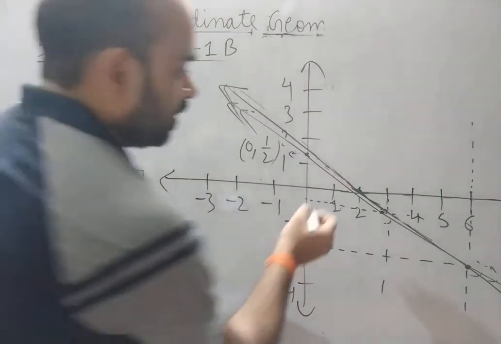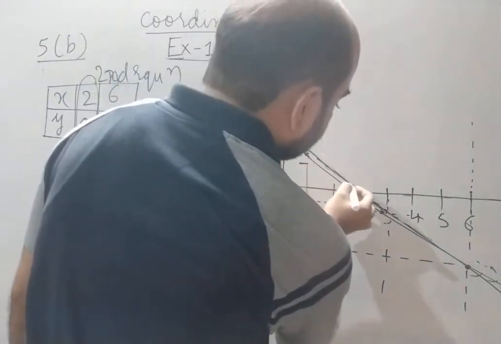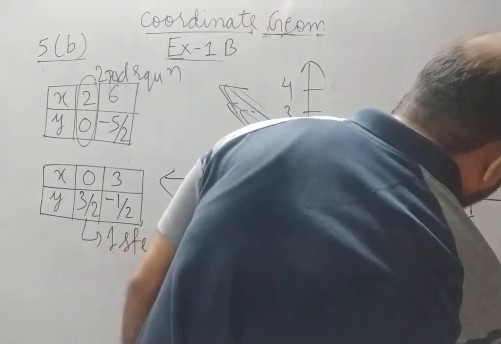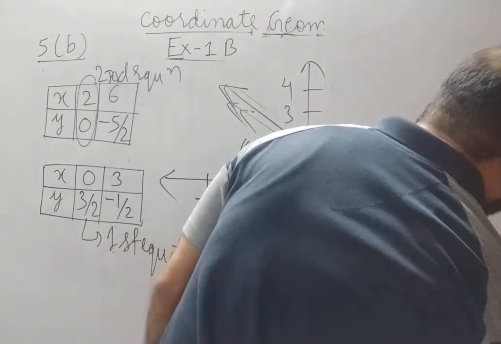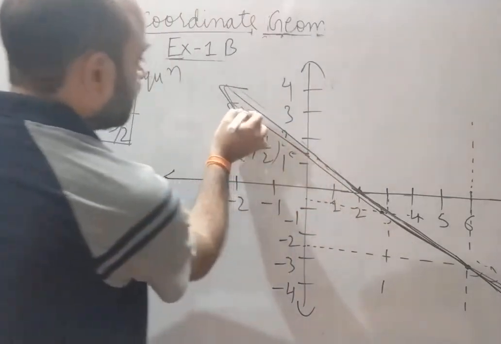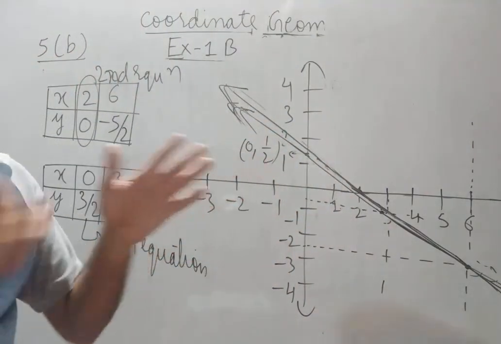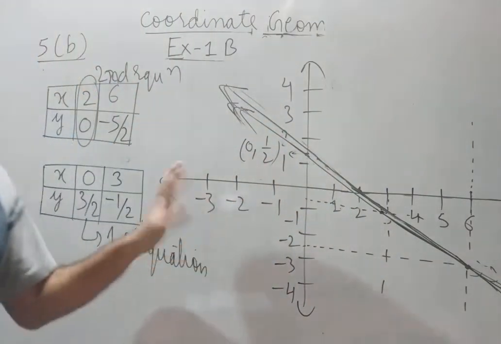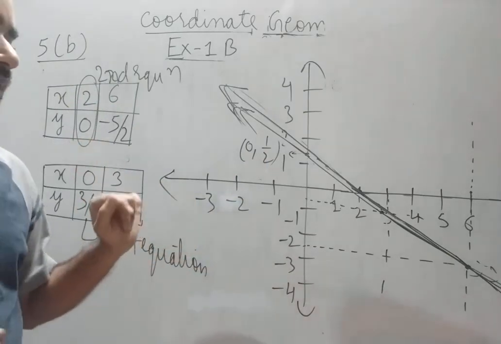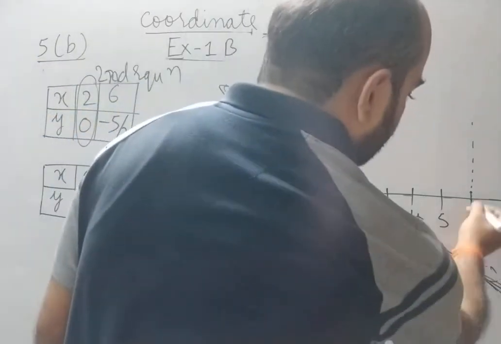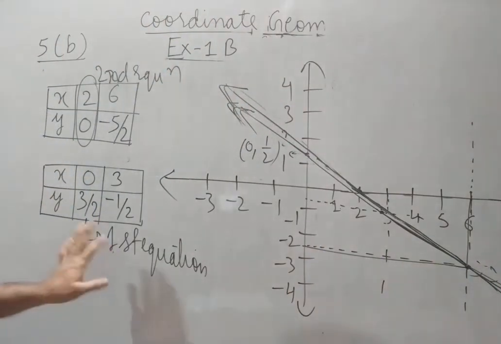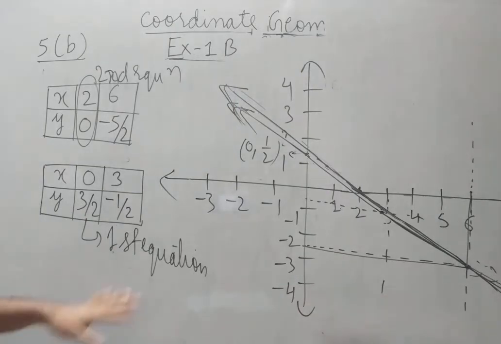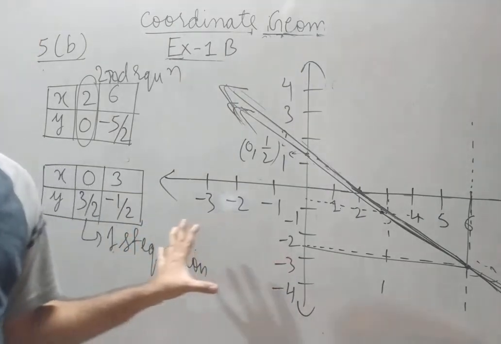Okay, so this is for the first line, this is for the second line. These two equations are very close to each other, so when you plot on the graph, it will be clear. So the point of intersection will be this. When you plot, you will be getting the answer. Clear? So this is the solution. Next.